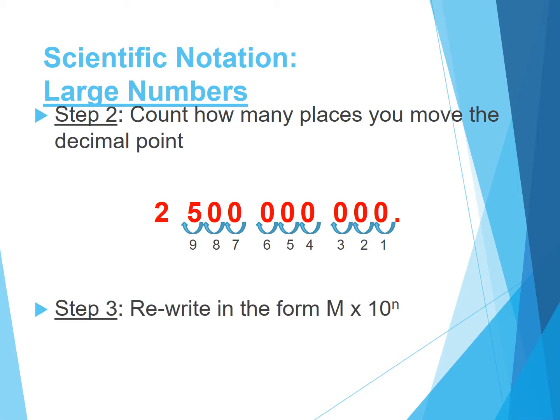We're then going to rewrite it in the form of m times 10 to the nth. So that's going to be 2.5 times 10 to the 9th. Notice that there's only one number in front of the decimal point, and then that 9 comes from the 9 spots that we moved it.